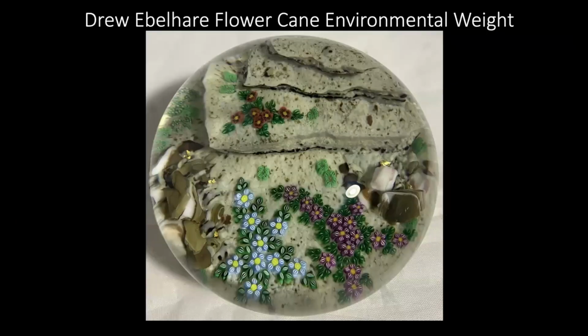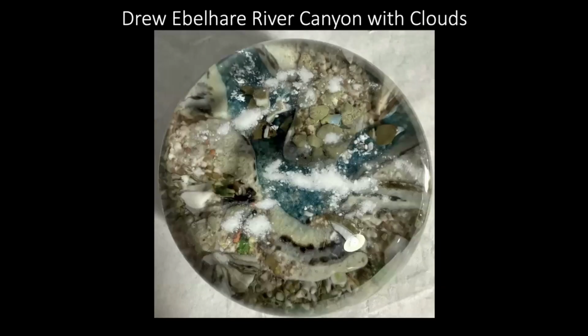He made some larger landscape weights like this with the rocks and the flowers. Note the sparkly bits on the left and the right in the middle. He used bits of gold foil, which he crumpled up to simulate gold nuggets. He also used these glass rocks to make some larger scale landscape scenes.